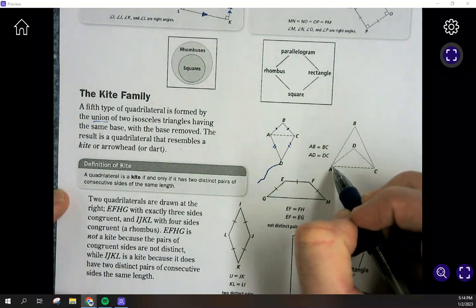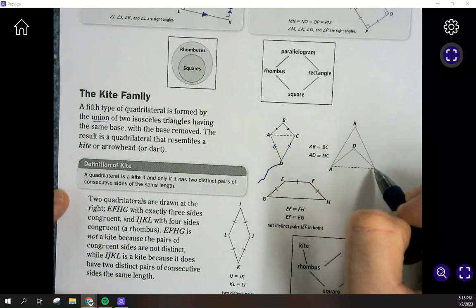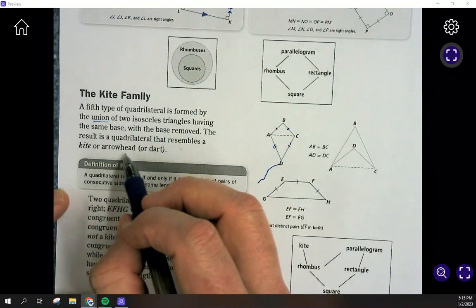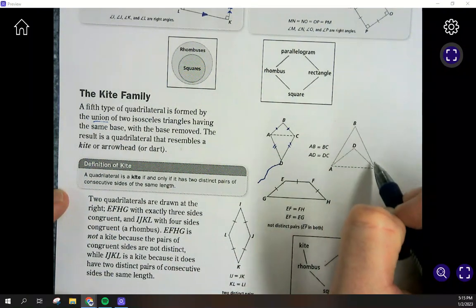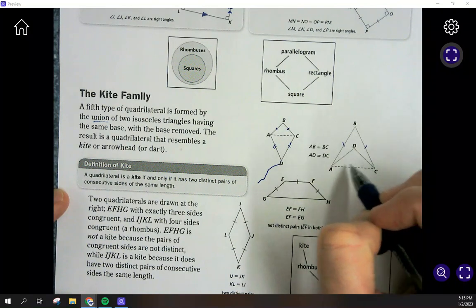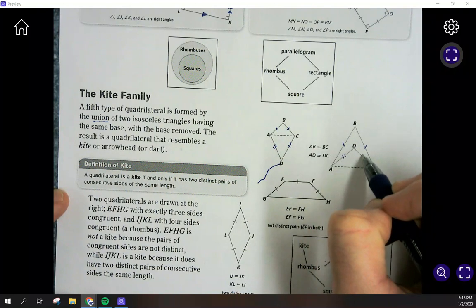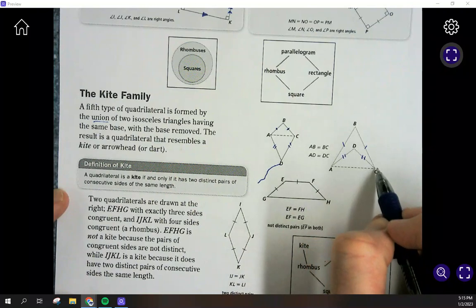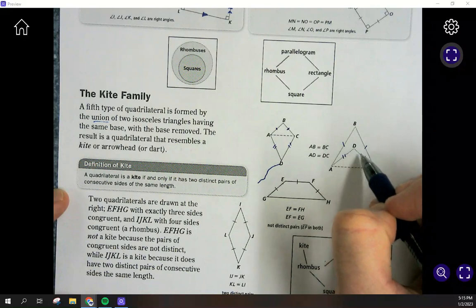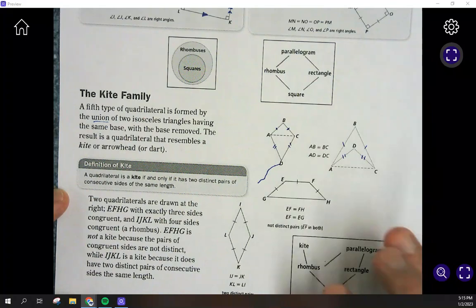But this shape over here, notice the dotted line is not part of it. So take that out. It's this shape here, where they're going to refer to it as an arrowhead or a dart. This is also a kite because we've got our big isosceles triangle. If you look at it, it's ABC. So this side equals this side. And then we have our smaller isosceles triangle right here, where these two sides are going to be equal. And then the bases are removed. They share the same base, but it's removed. And that gives us this shape that looks kind of like a dart or an arrowhead. That's also considered a kite.